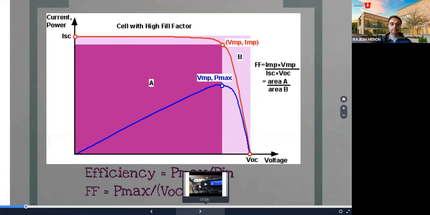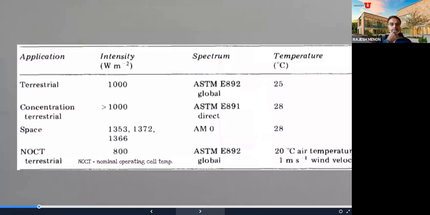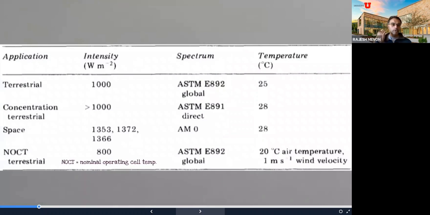Now, how do we measure them? Of course, we have to do electrical measurements, but in order to do electrical measurements, you have to illuminate the cell with something. And we talked about this before. You need to have some standardized illumination setup. For terrestrial applications, you have systems that have approximately 1,000 watts per meter square, with the ASTM global spectrum that we have seen before, and there's a temperature condition. So these are standardized measurement conditions.